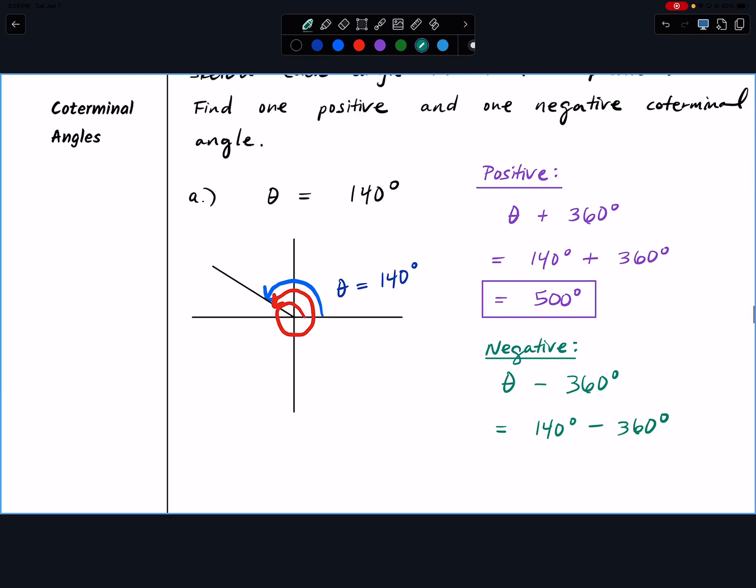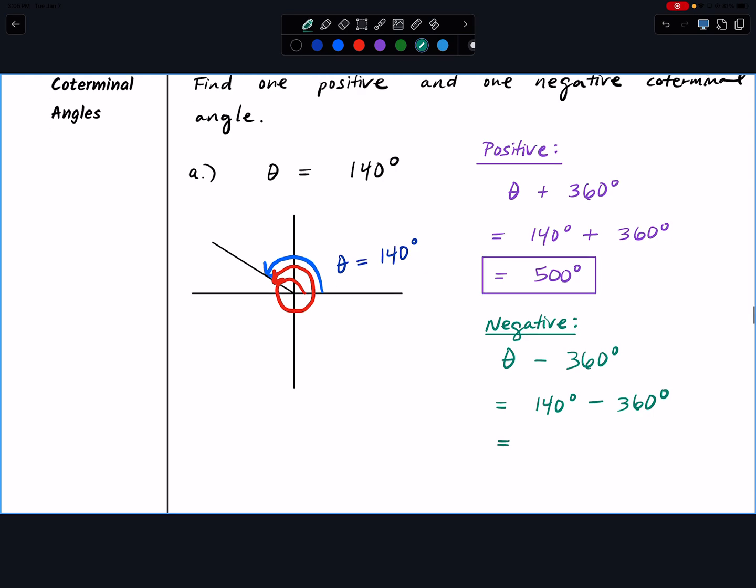What's 140 minus 360? Negative what? 220? That sounds right. Did anybody do it already? It's 220? Okay. I just made this problem up. That's why I don't know.